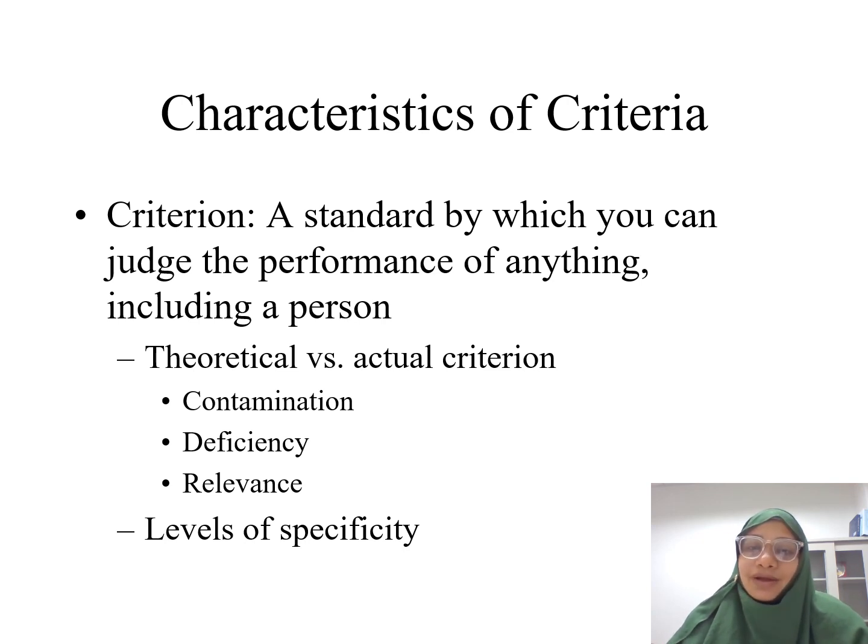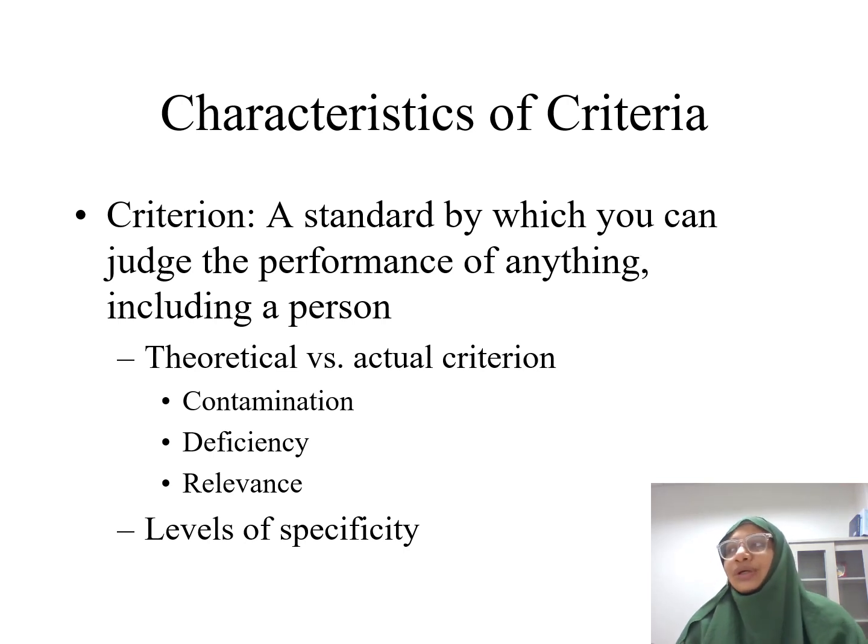Okay, this is the part where we want to take a criterion to measure, which is theoretical versus actual. If we use more theoretical, it's a contamination. And if we use the actual criterion, it will become deficiency. Then the relevant part is in the middle. And then a characteristic of criteria is the level of specificity.